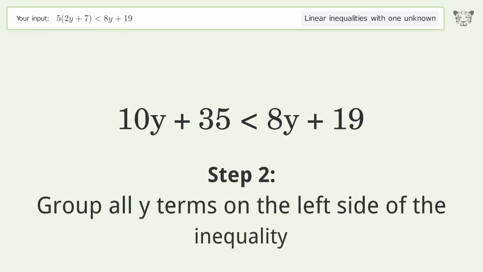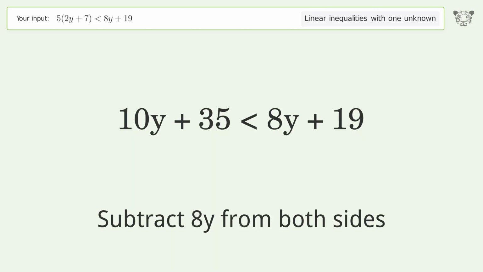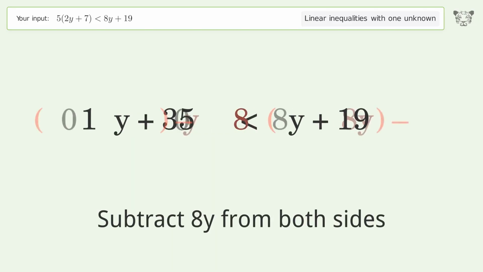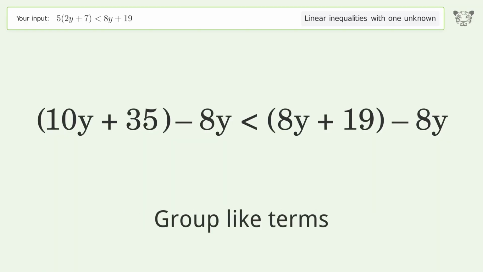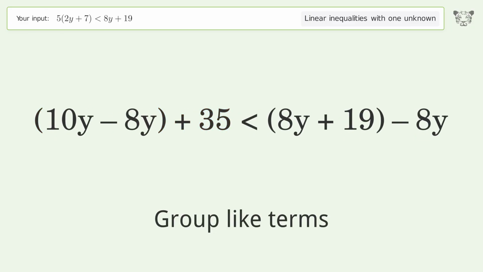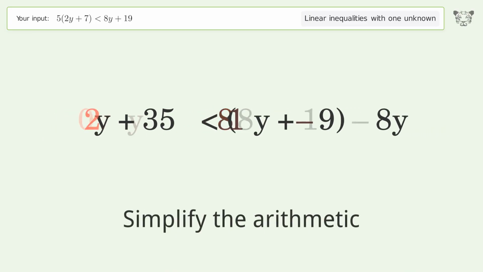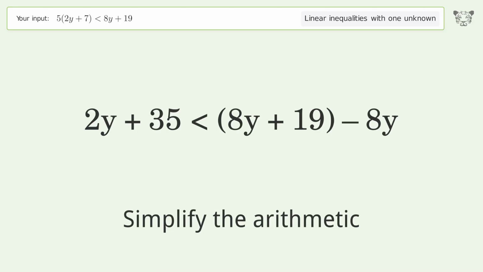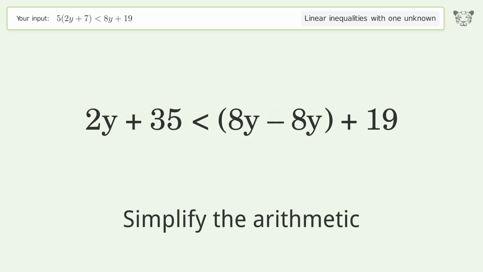Group all y terms on the left side of the inequality. Subtract 8y from both sides. Group like terms. Simplify the arithmetic. Group like terms. Simplify the arithmetic.